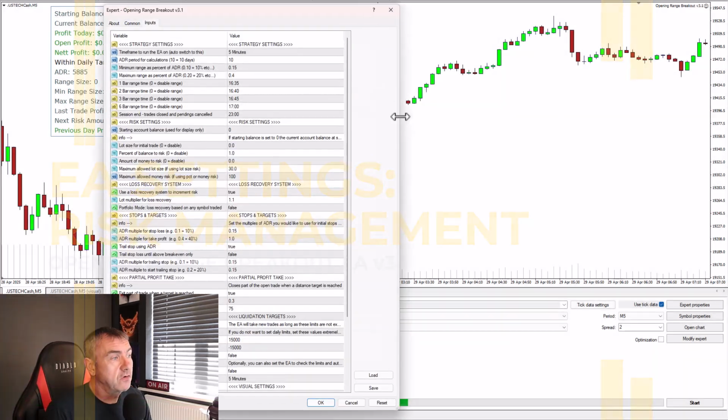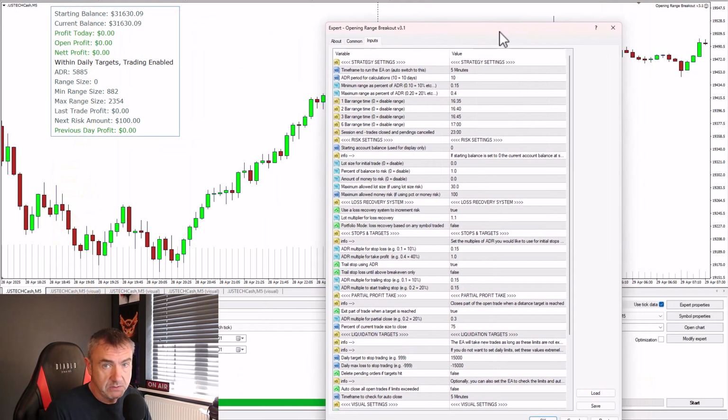So within the EA, we've got the main strategy settings, which we've obviously covered. So we've set this up, we've got it ready to trade for us. So we need to decide now how much we're going to risk. So you've got the risk settings section here, and we have the first input, which is a starting account balance, which is used for display purposes only.